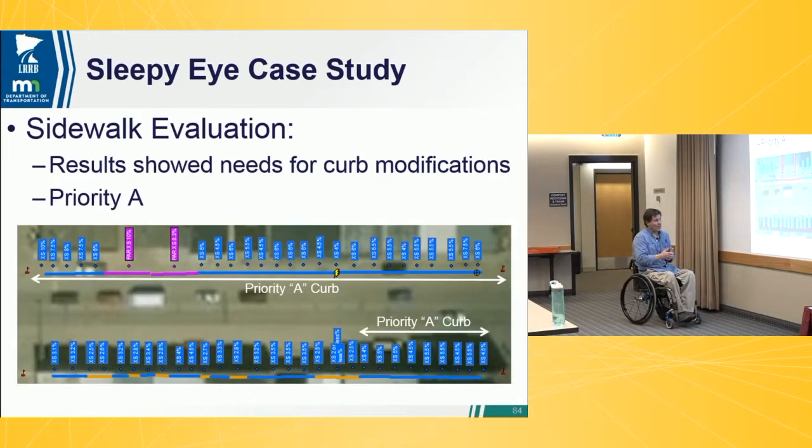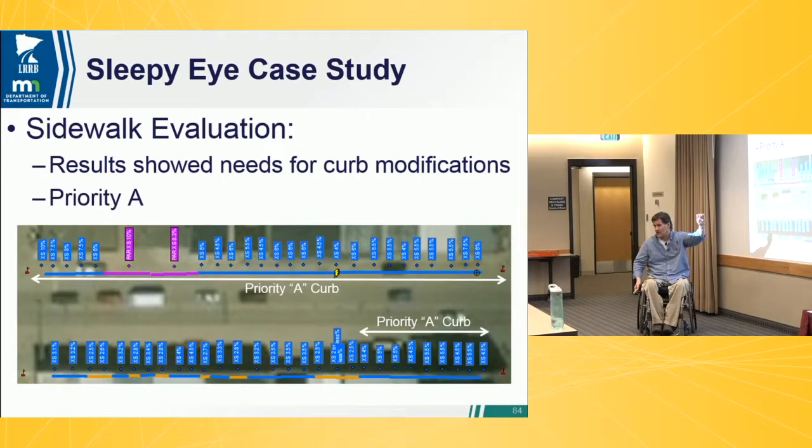So we evaluated this area of sidewalk. Again, blue is non-compliant. The white lines are the areas where we think we have to move the curb to fix them because they're over 4%. So the whole north side of that block and just a portion of the south block.